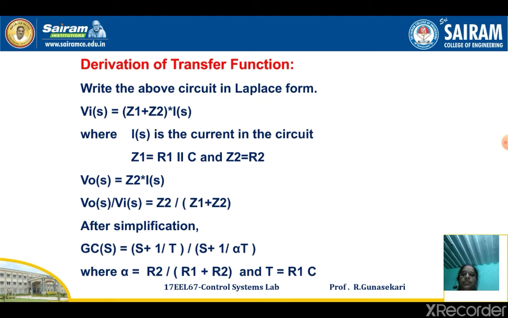After simplification, the transfer function is equal to (s plus 1 by T) divided by (s plus 1 divided by alpha T) only. So the zero is s plus 1 by T, divided by s plus 1 by alpha T, which is the pole, where alpha equals R2 divided by R1 plus R2 and T is equal to R1 C. This is the derivation of the transfer function.